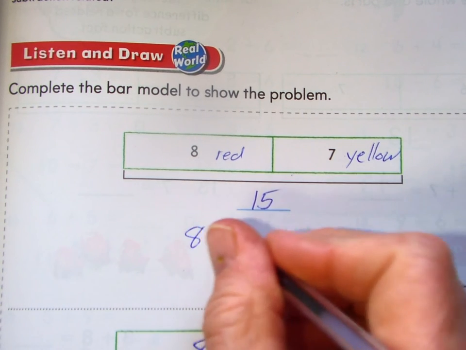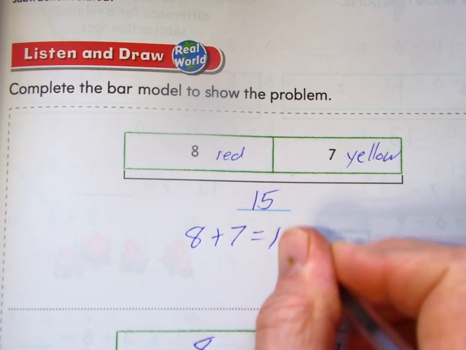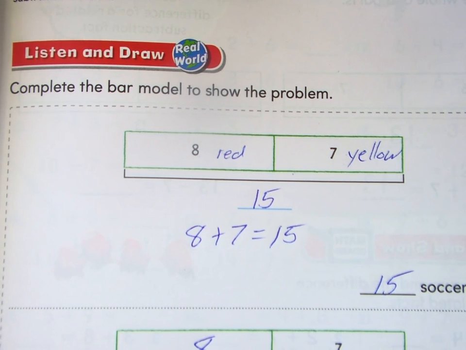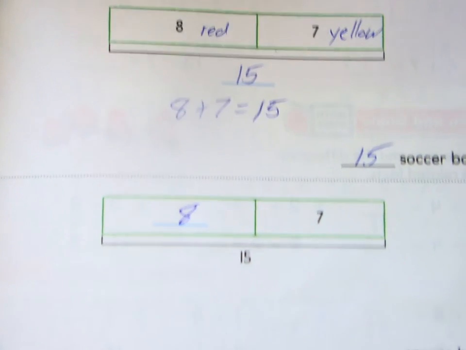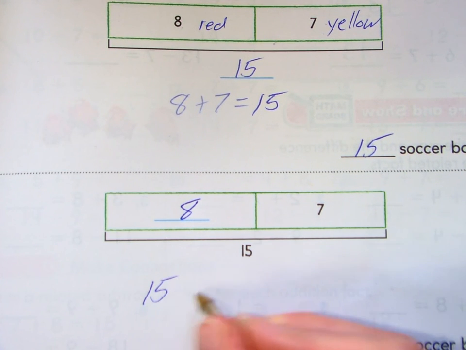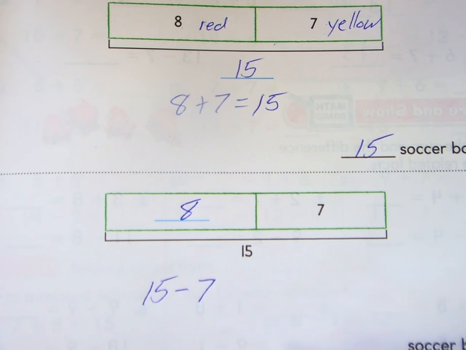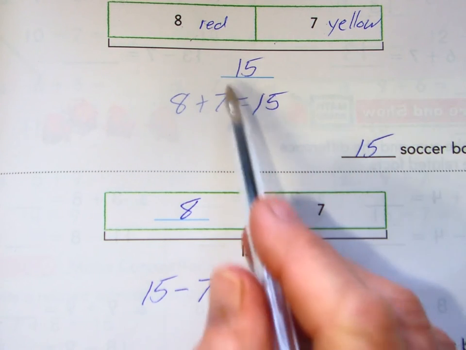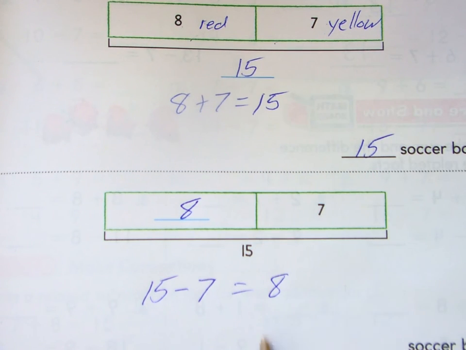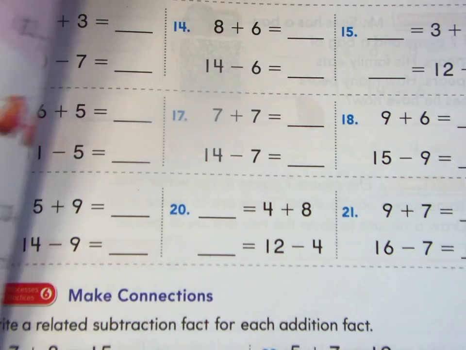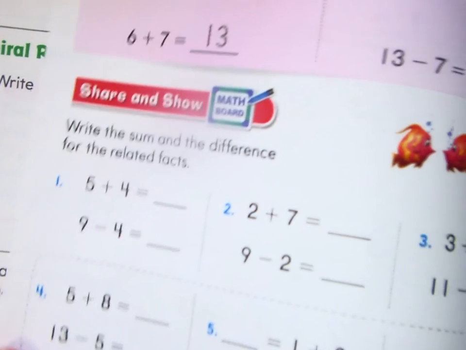So we can use bar models to add. This was 8 plus 7 equals 15. You can write that. We can use the bar model to add, or we can use the bar model to subtract. We began with the 15 inside, and we took the 7 yellows outside. Take away, how many are left? 8 were left. The 8 red ones were left. So these bar models they're going to be using for adding and subtracting. And we're going to do that tomorrow, but we'll do it in class, not today. We're going to save this for tomorrow in class.